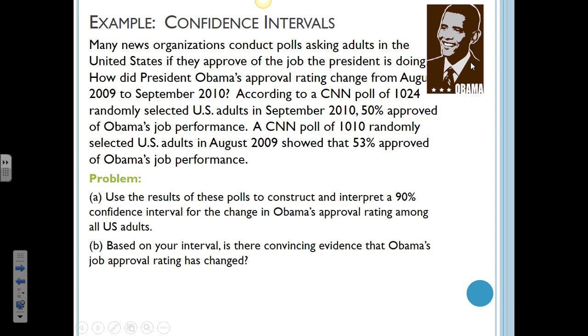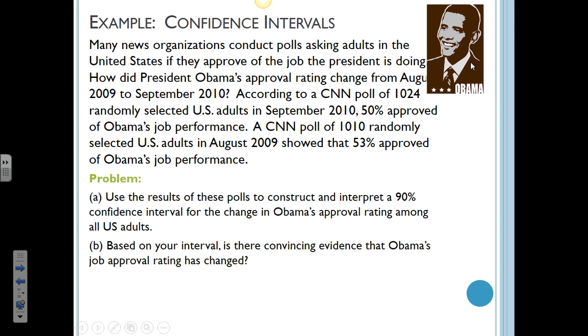Here you go. Did President Obama's approval rating change from August 2009 to September 2010? According to a CNN poll of 1,024 randomly selected U.S. adults in September 2010, 50% approved. And a CNN poll of 1,010 randomly selected adults in August 2009 showed that 53% approved.